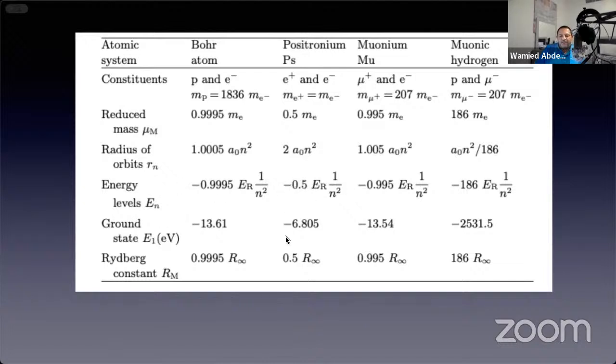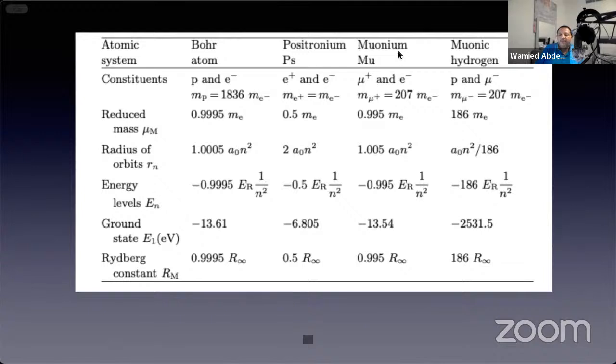And these are the energy levels and the ground state. The ground state is basically the energy for n equals 1. And the Rydberg constant, you see here, it's actually 0.5 of R infinity, which is basically 109,737, that constant when we had a massive nucleus.